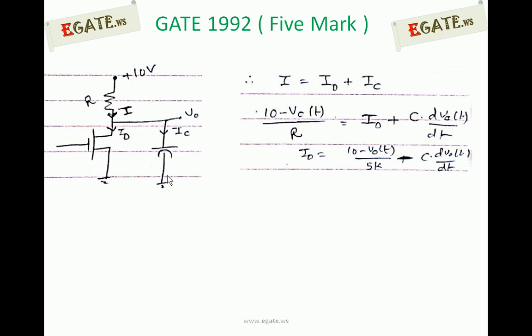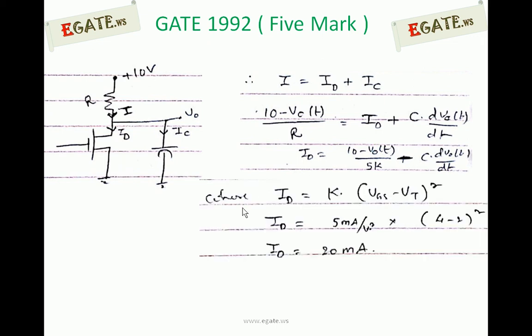The current flowing through the capacitor has a voltage drop of V0 minus 0, that is d of V0 of t by dt. Now you can write ID is equal to 10 minus V0 of t by R minus C into dV0 by dt. So what is meant by this ID? It is the drain current flowing through this transistor whenever it is in saturation. We know the equation for the current in saturation, that is ID is equal to K into VGS minus VT whole square.